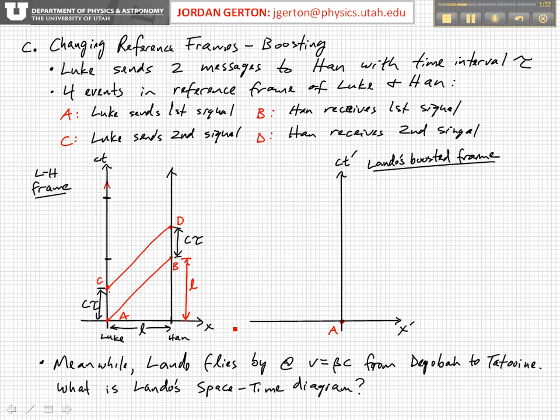Okay, so now what we want to do is to consider the situation where Lando Calrissian flies by at a particular velocity in the direction from Dagobah to Tatooine. And Luke sends his first signal to Han right when Lando flies by, and so the event A happens also at the origin of Lando's boosted reference frame. Boosted meaning it's moving with respect to the Luke-Han frame. So that event A also takes place at the origin of Lando's frame.